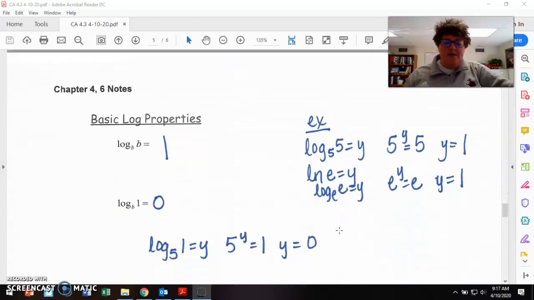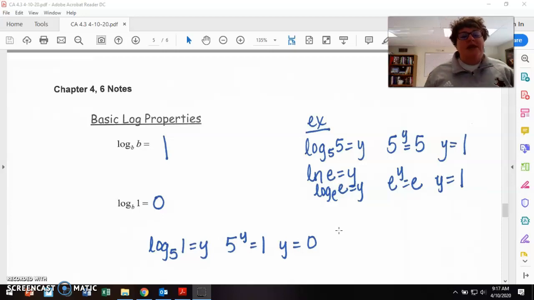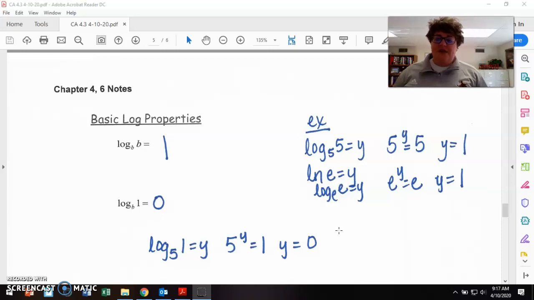Okay, a couple of basic properties. Anytime you're taking a log and your base is the same as what you're taking the log of. So an example, log base 5 of 5, it's going to be equal to 1. Anytime your base is the same as what you're taking the log of. Another example, if you have the natural log of e, remember natural log is log base e of e, so your base is the same as what you're taking the log of, so it's equivalent to 1.